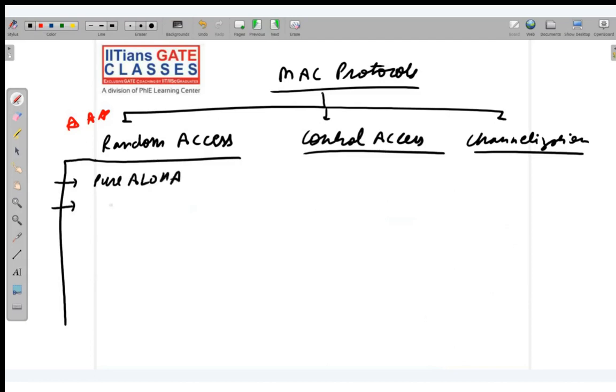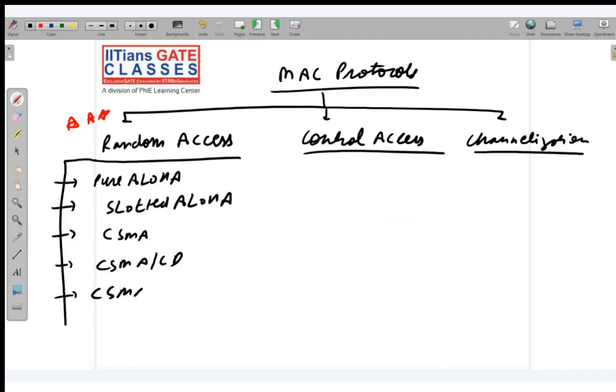Next is slotted Aloha. Next is CSMA, CSMA CD, and CSMA CA. Okay, so basically we have only two protocols, Aloha and CSMA.